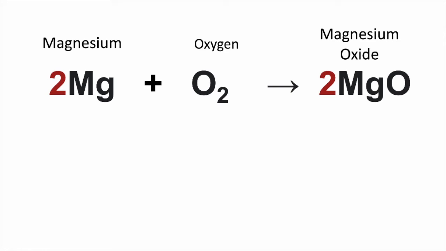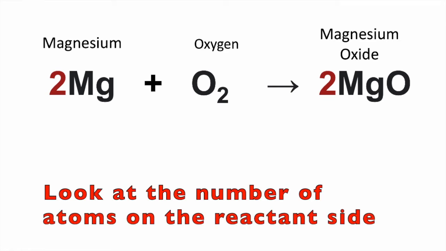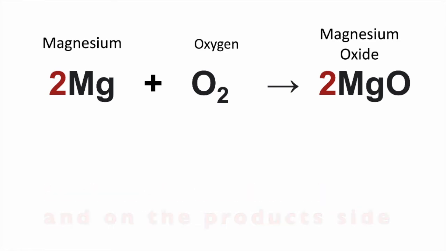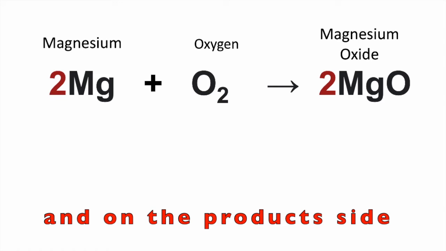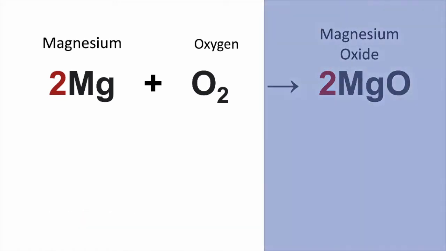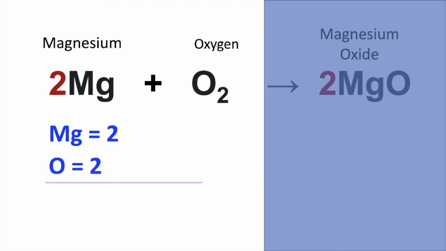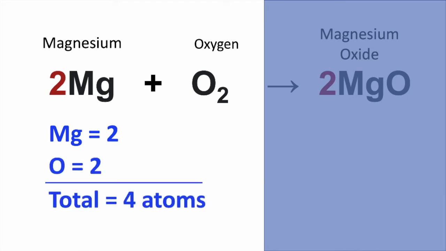Now what we're going to do is look at the number of atoms on the reactant side and on the product side separately. So let's start with the reactant side. We see that we have 2 magnesium atoms, and then we have 1 oxygen molecule, and that subscript tells us that there are 2 oxygen atoms in that. So we can add these up and we get a total of 4 atoms.